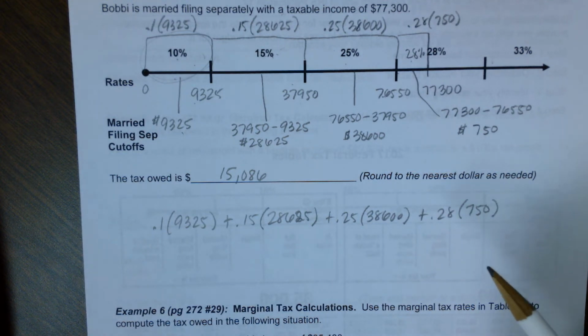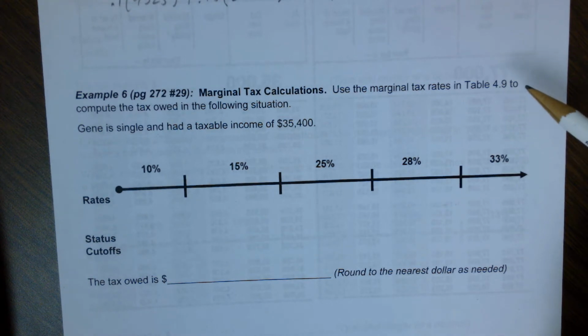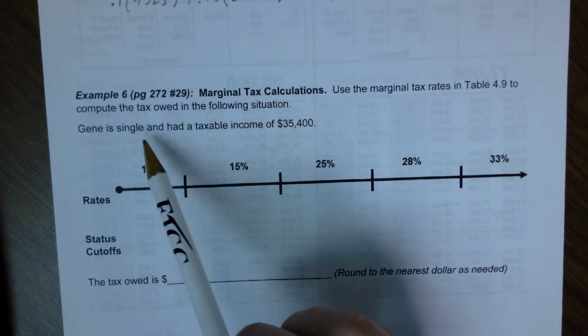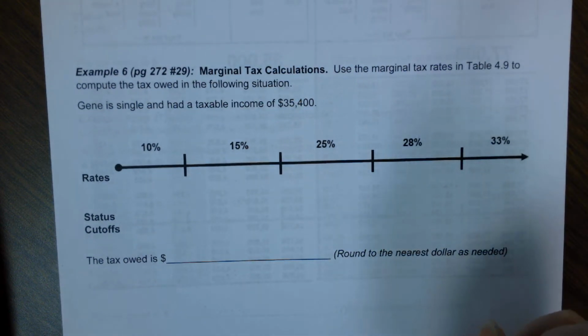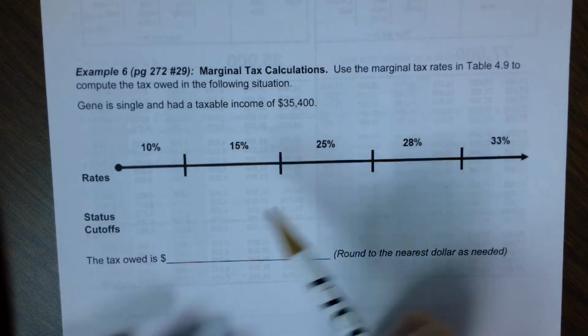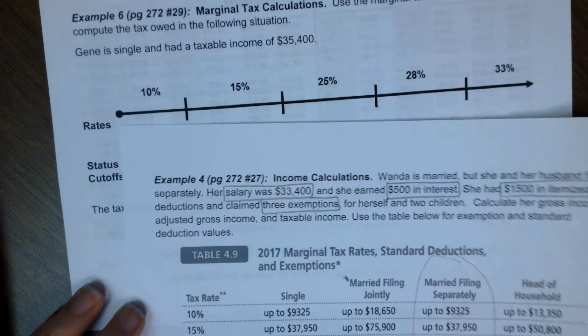Okay, let's try this again. Example 6. Let's use the marginal tax rates to compute the tax owed. Jean is single and had a taxable income of $35,400. So this time we're using single, so it's going to be a little bit different here.